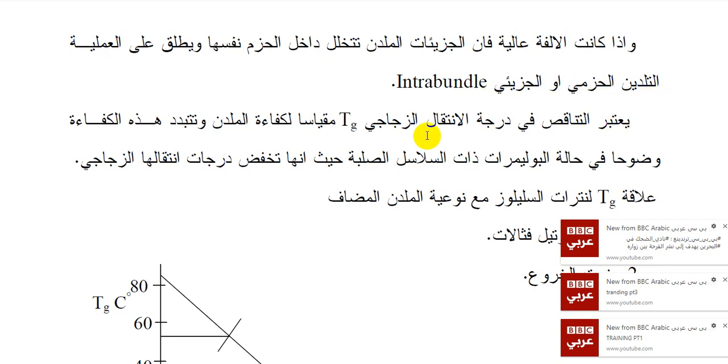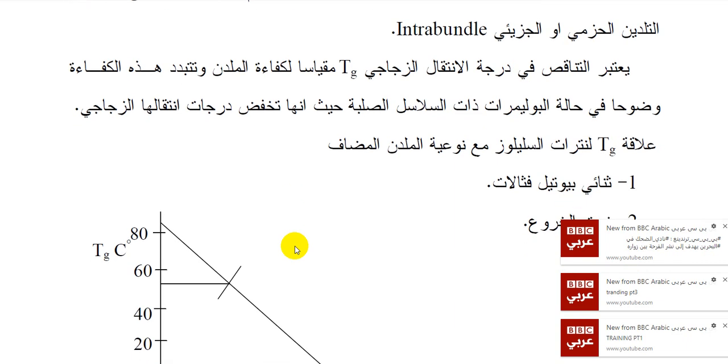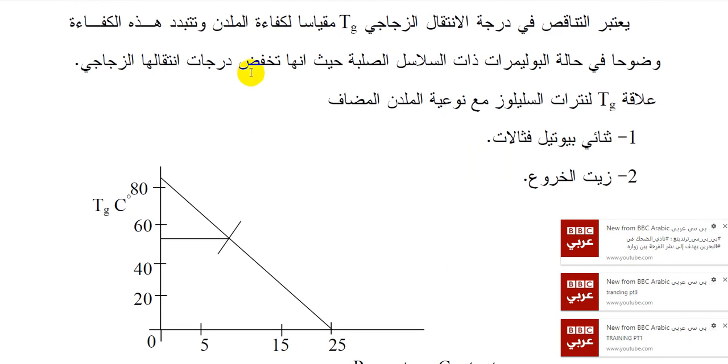The oscillation of the glass transition temperature is a very efficient measure of plasticizer efficiency. The efficiency will be displayed clearly in the case of polymerization or hard chain polymers, where it will escalate their glass transition temperatures. Relevance of Tg for nitrates with the quality of the added plasticizers.